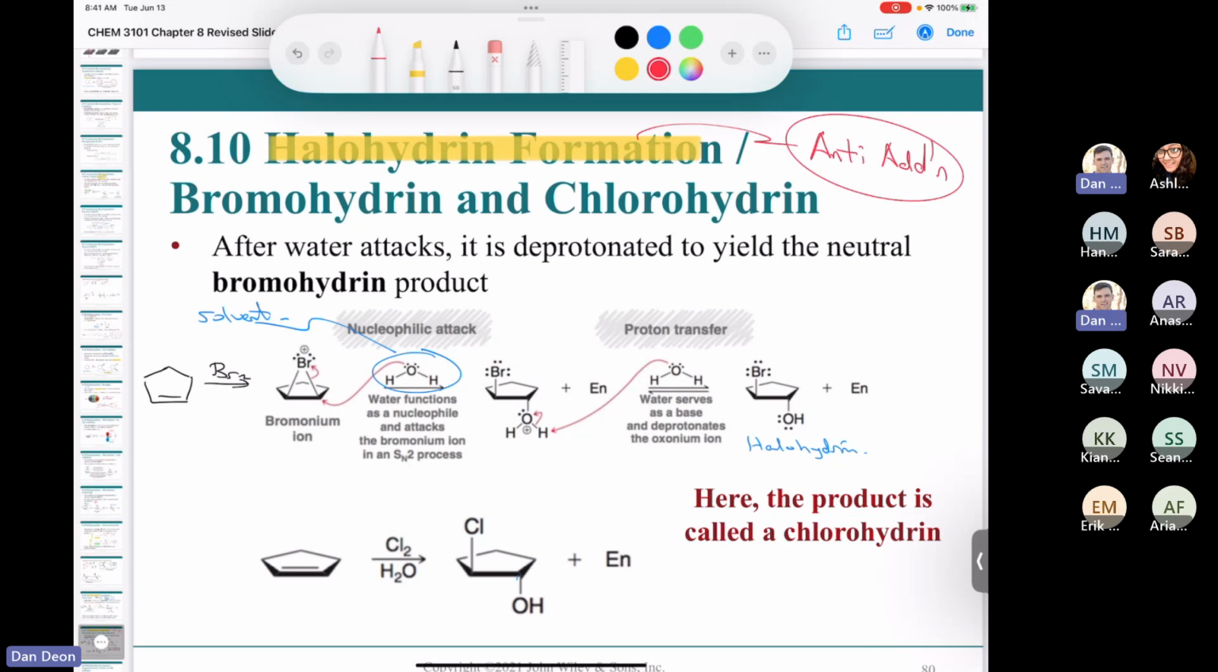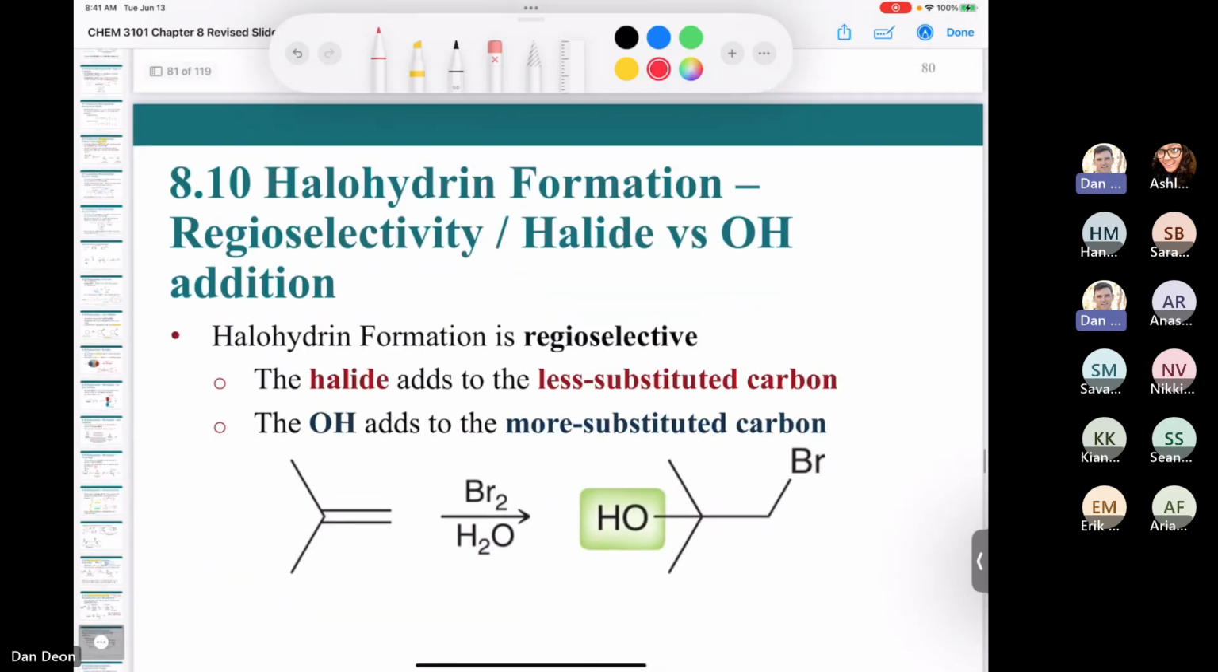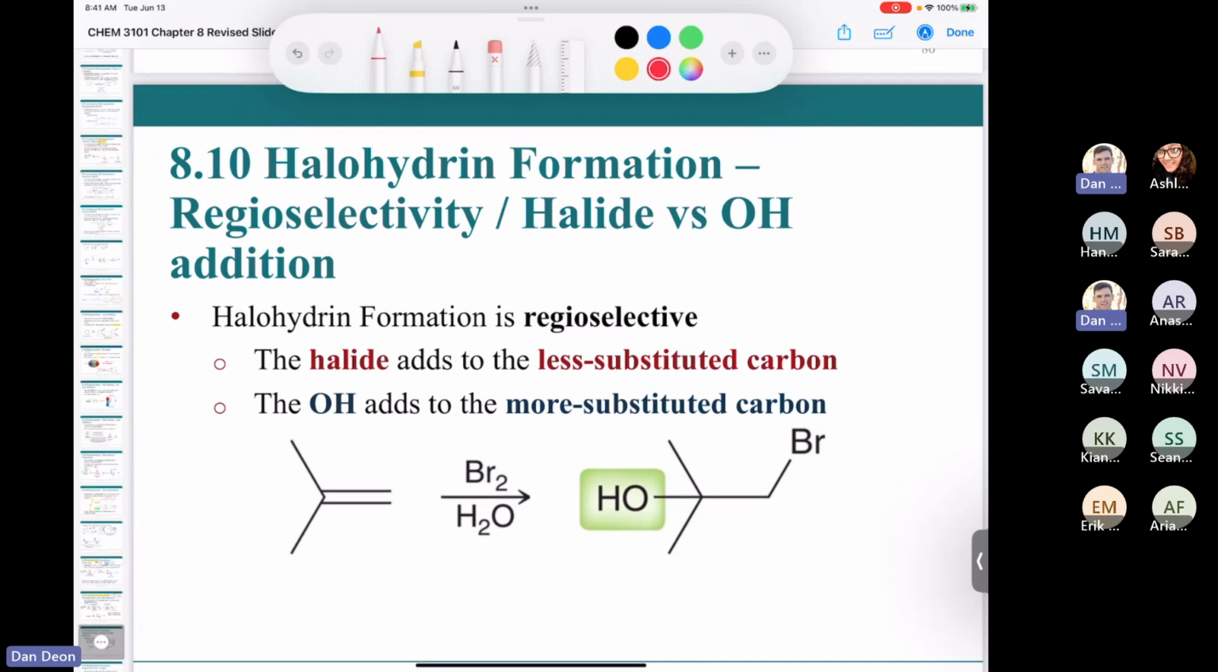The answer is, I'll just tell you the quick answer right now. The hydroxyl will go on the more substituted carbon. Now, obviously, in these examples, both carbons are identical. But check this out. If you look at this example here, the carbon in red is more substituted than the carbon in blue. The carbon in blue has hydrogens attached to it. The carbon in red has no hydrogens attached to it. So what I told you was that the hydroxyl adds to the more substituted carbon.